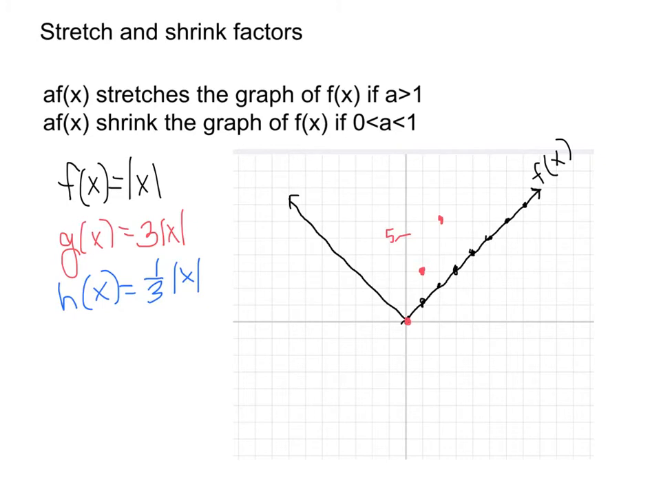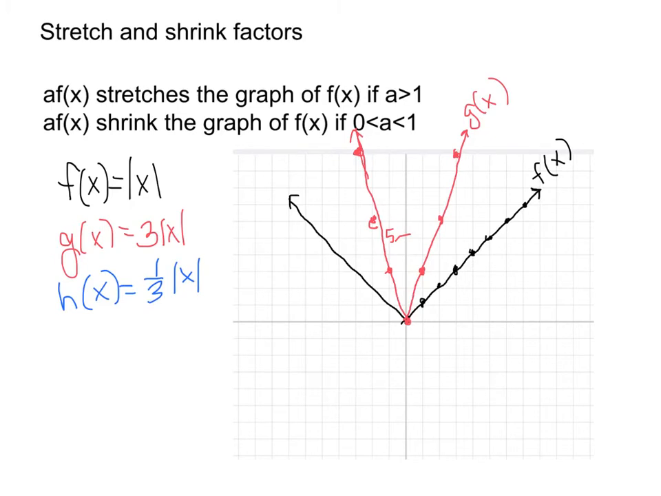Okay, and we can do the same thing. If x was 3, we'd get a y value of 3 for the function f of x, and the stretch factor is saying multiply that by 3 again. And we could do the same thing on the left side with -1, with -2, and -3. So here is our function g of x. Notice that it looks a little bit skinnier, like someone stretched it out tall like they would if it was taffy.